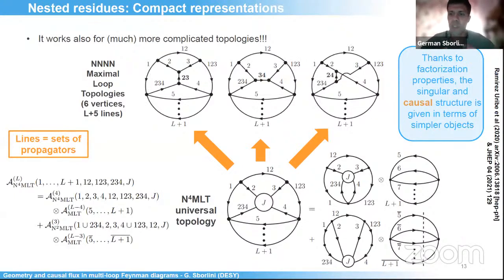Because they allow us to describe the singular and causal structure of any amplitude, I will explain a bit more about this causal structure, in terms of something that is simpler. In this case, we are reducing a multi-loop problem to something that has this multi-loop complexity hidden in the MLT component. And then we have some object that is in some sense universal, but that can be computed once, and then we can extend it for any number of loops.